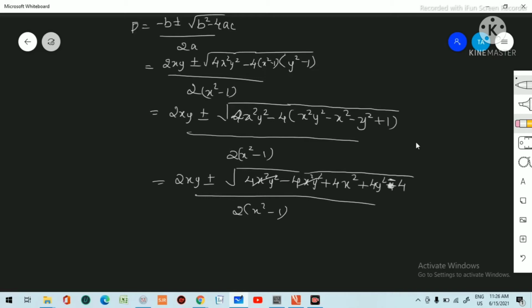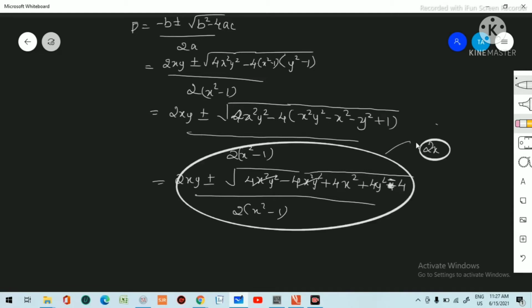Can that be written in terms of anything like a minus b, a plus b whole square? Yes, sir. Two x plus y. We can take x out, but we cannot substitute the formula, right? So we are getting stuck here. Sir, that means we have to go to which one?